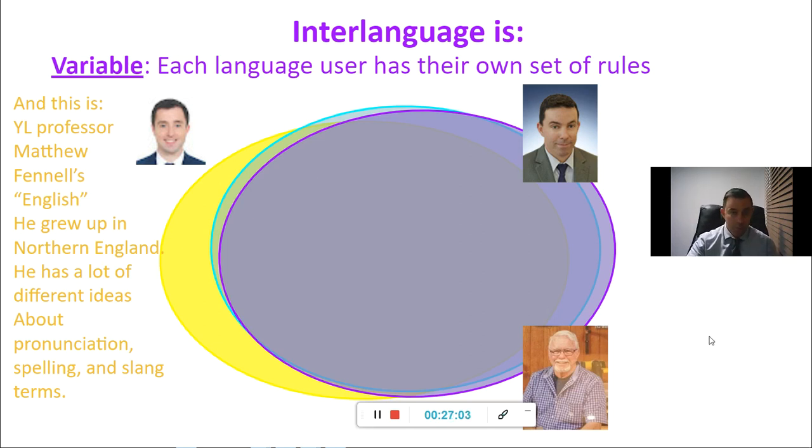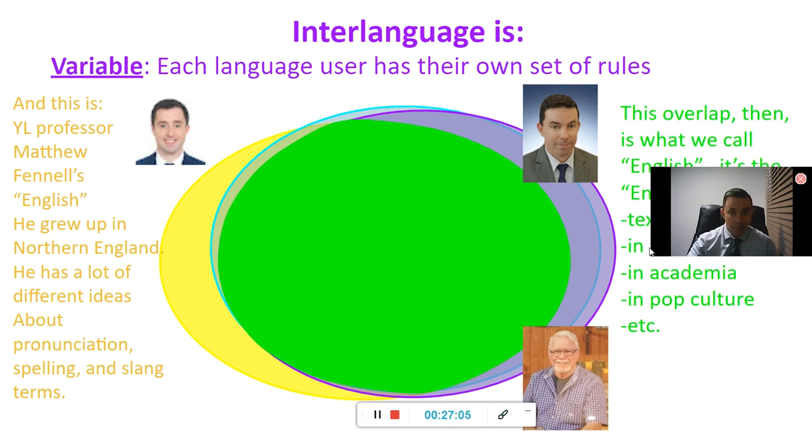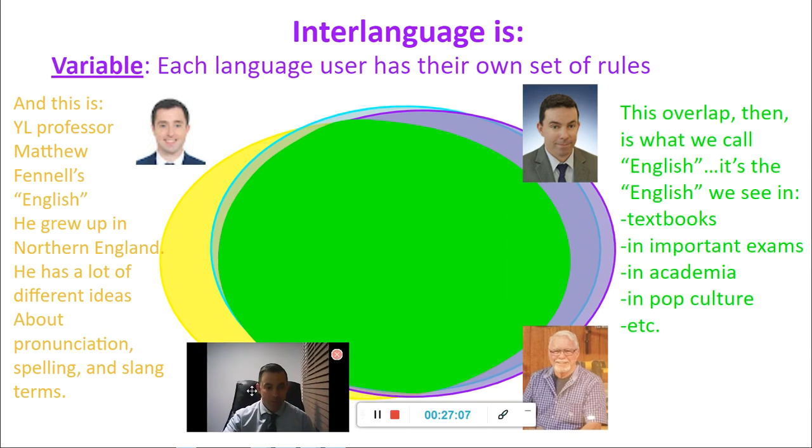So he came to his own rules about language with his region, right? Now this overlap where my English and my father's English and Matthew's English all come together, that's what we call standard English. It's the English we see in textbooks, in important exams, in academia, in pop culture, and all of that.